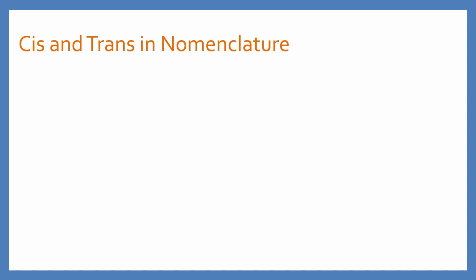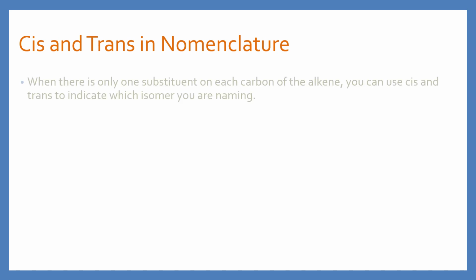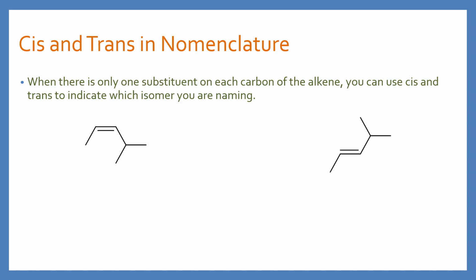So let's look at how cis and trans is used in nomenclature. You may have noticed that in our previous chapter, the only alkenes that we named started with the number 1. They were all at the beginning of the chain. And that's because once they move into the chain, you do have to start indicating cis and trans. So when there's only one substituent on each carbon of the alkene, you can use cis and trans to indicate which isomer you are naming. So here are two examples of that.